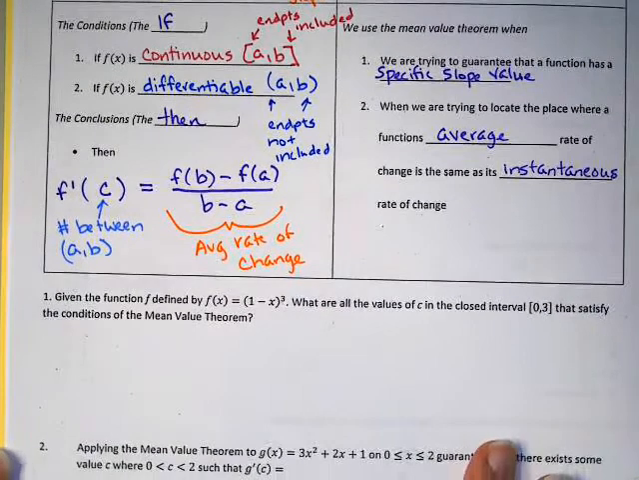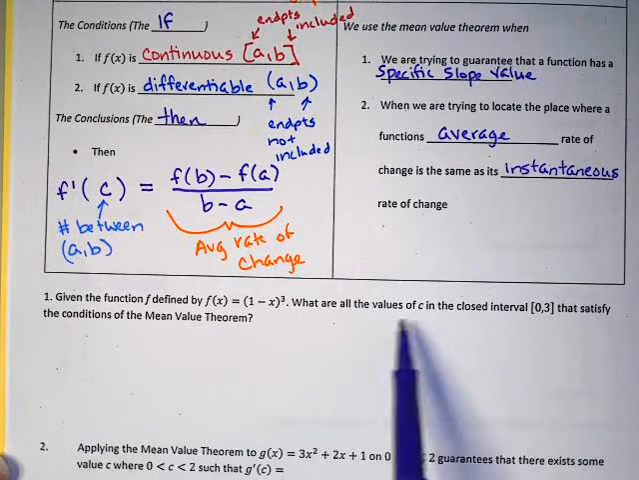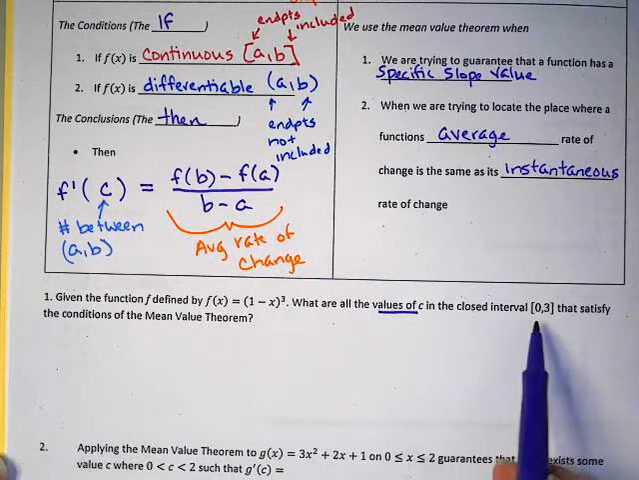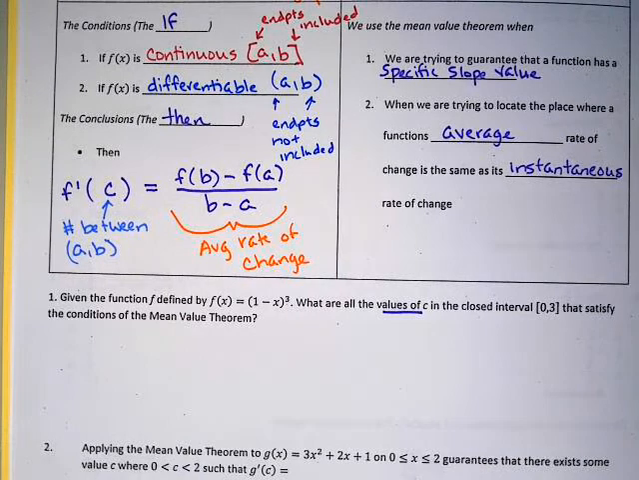f of x is defined by f of x equals 1 minus x cubed. What are all the values of c in the closed interval 0 to 3 that satisfy the conditions of the mean value theorem? Well, in order to apply the mean value theorem, we have to first make sure that the conditions are met.